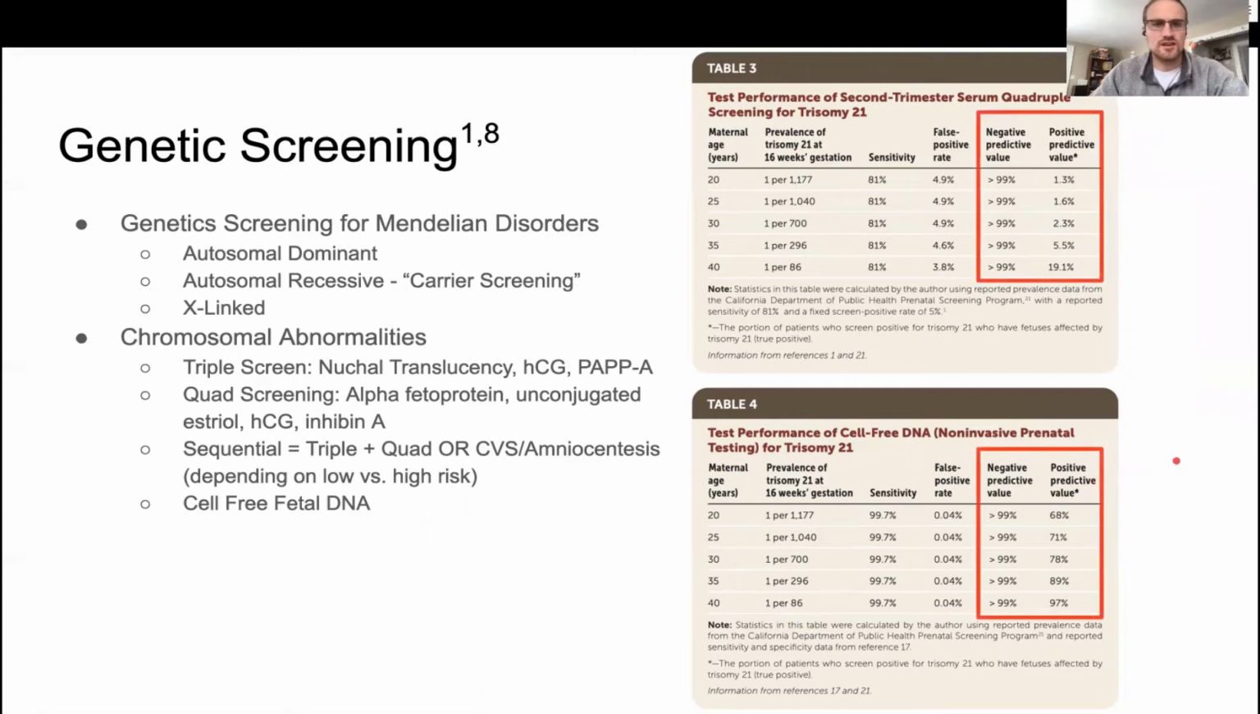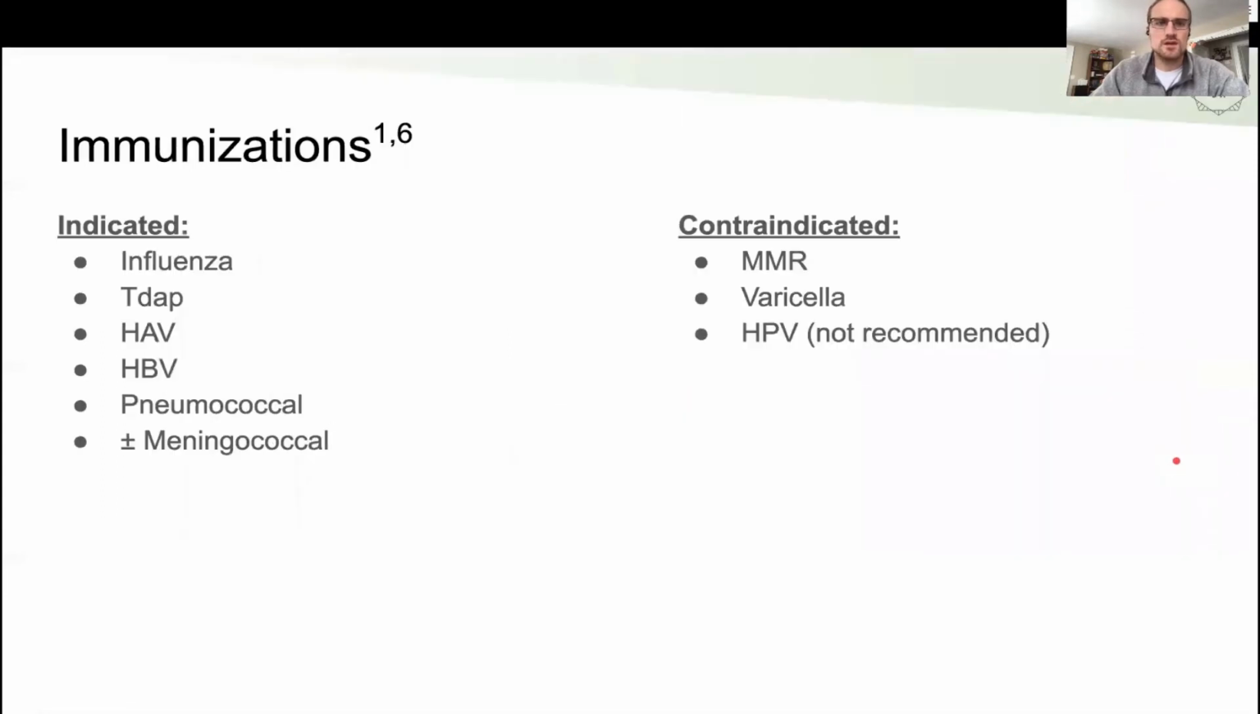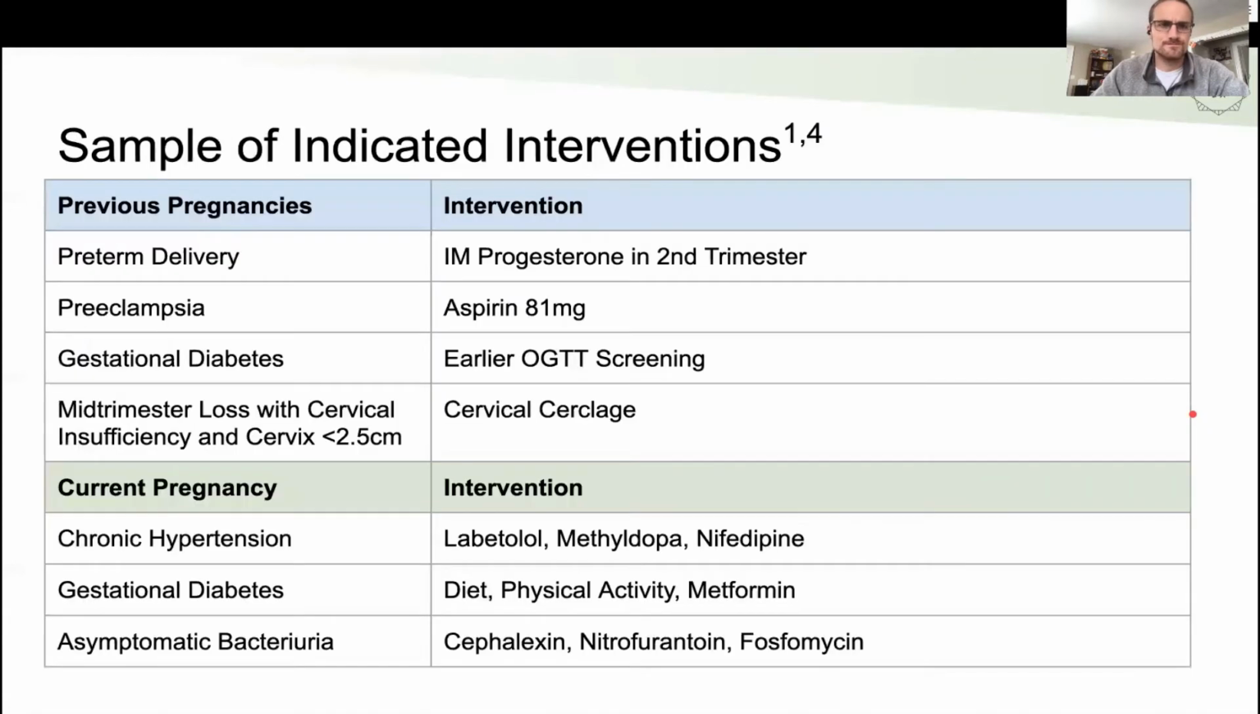And there's highlighting just negative and the positive predictive values. Another portion of the prenatal care is doing immunizations. You have some that are indicated: influenza, Tdap, HIV, HPV, pneumococcal, and then meningococcal if indicated for other factors. Then you have contraindicated ones, which are the live vaccines, MMR, varicella. Then HPV is a little controversial, currently not recommended and not advised during pregnancy.